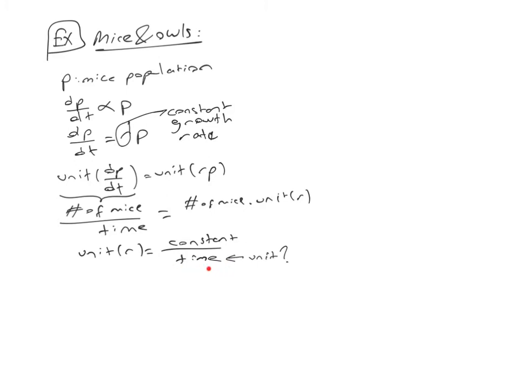We can choose second or minute as a unit of time. But in a limited area, the number of mice killed by owls per second or per minute will be very low. So it will make more sense to choose the unit of time as day or month. And now we can consider the number of mice that are killed by owls. Let's say 15 mice per day are killed by owls.